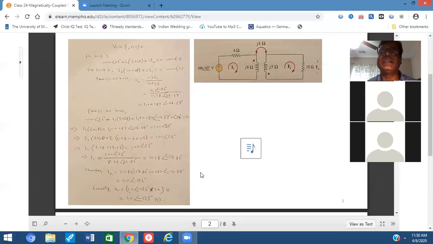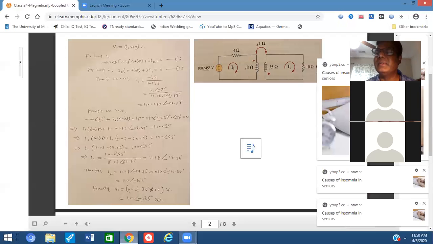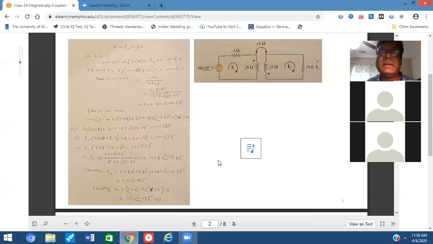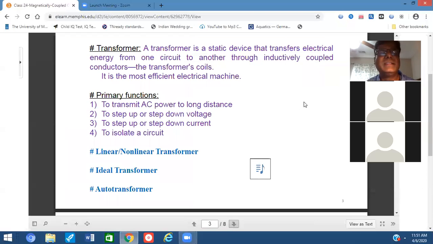Okay, great. Just at home, take a pen and paper and practice, then you will be fine. The key for this magnetically coupled circuit is writing down the equations, like equation number 1 and 2. If you can write those equations correctly, then you will be fully fine. After that, it's just a matter of calculation. Okay, so moving forward, let's go to the next slide.